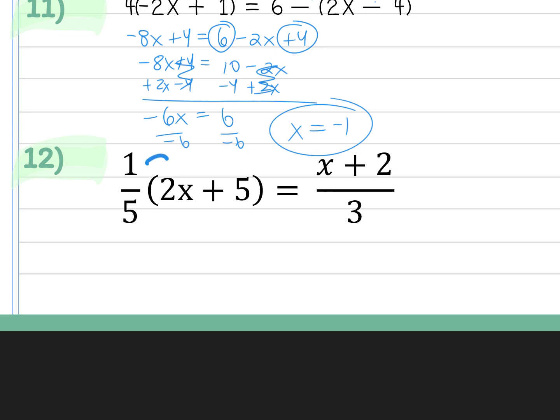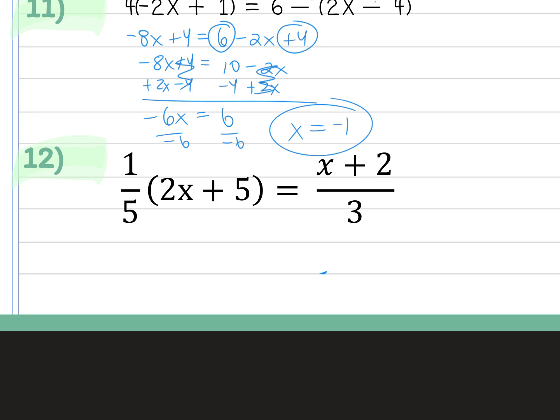So when you distribute, you're going to end up with 2 over 5, x plus 1, equals x plus 2 over 3. That's fine. You can do that. Now, if you're going to solve this, you have to get a common denominator and all that, right? This is a lot of work. You guys are going to have to really look at these problems and work smarter, not harder, because you're going to run out of time if you don't know different ways to solve different equations.